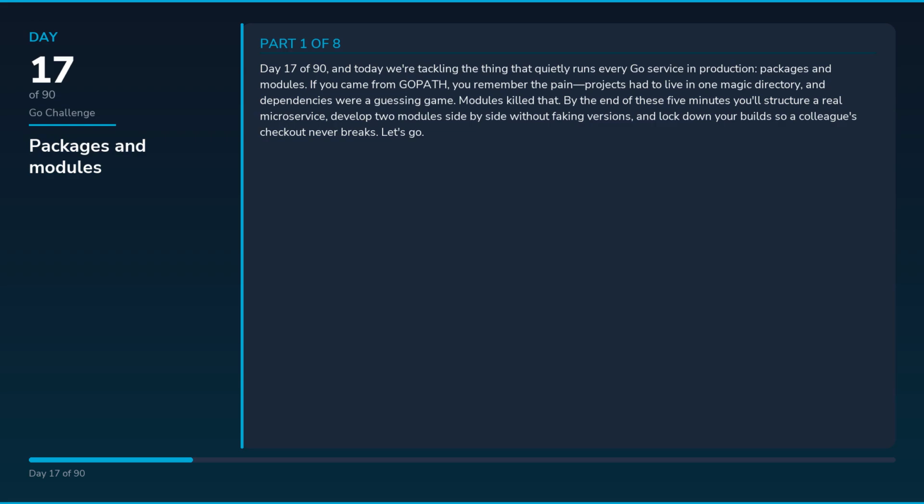Day 17 of 90, and today we're tackling the thing that quietly runs every Go service in production: packages and modules. If you came from GOPATH, you remember the pain: projects had to live in one magic directory, and dependencies were a guessing game. Modules killed that. By the end of these 5 minutes, you'll structure a real microservice, develop 2 modules side by side without faking versions, and lock down your builds so a colleague's checkout never breaks.